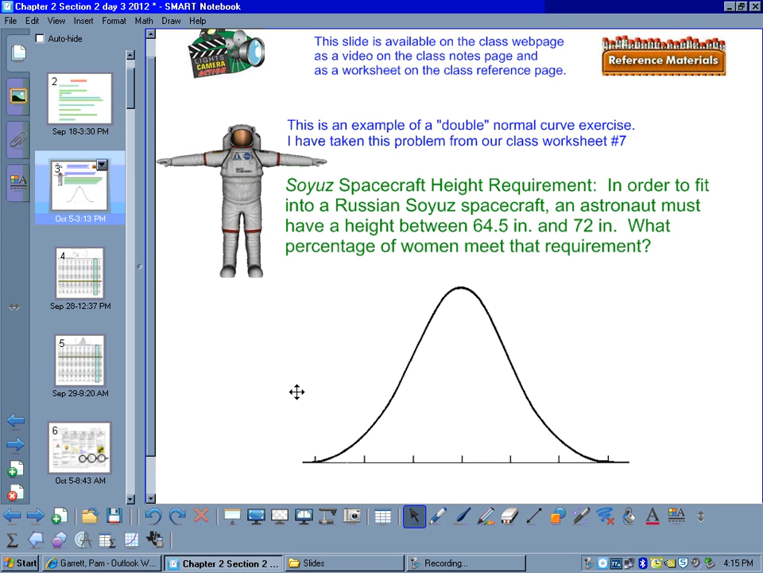If you will recall that at the top of our classroom worksheet, we were told that women's heights are distributed like a normal distribution with a mean of 63.6 and a standard deviation of 2.5. So the first thing we're going to do is put our notation at the top of the curve, so we have that handy for the rest of the problem.